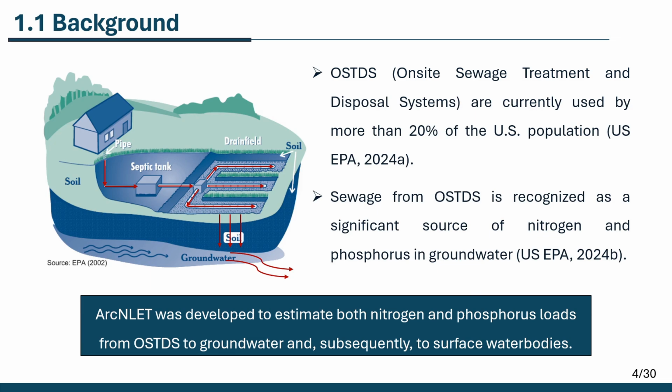OSTDS means on-site sewage treatment and disposal systems, and OSTDS are used by more than 20% of US population, according to EPA. And moreover, the sewage from this system is a significant source of nitrogen and phosphorus in groundwater. To address this problem, ArcNLET was developed to estimate both nitrogen and phosphorus loads from OSTDS to groundwater and subsequently to surface water bodies.